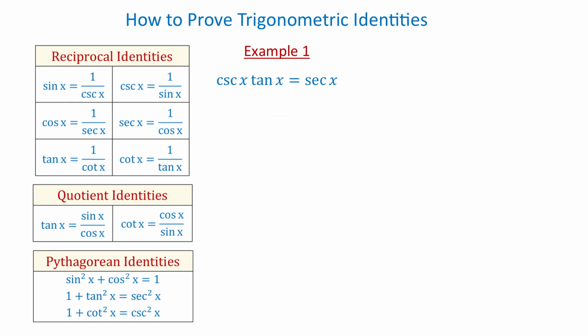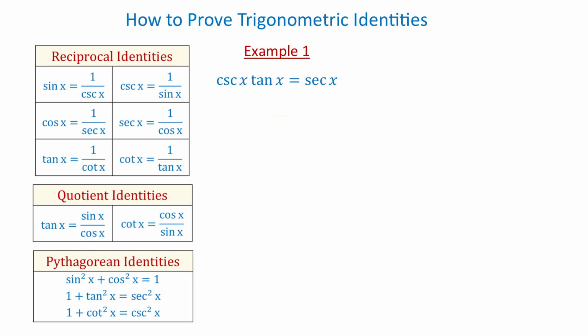Usually we start with the side that looks more complicated and we simplify it so that it looks identical to the other side. In some cases, we may want to simplify both sides simultaneously. Now, let's start with the first example. Cosecant of x times tangent of x equals secant of x. In this identity, the left side looks more complicated, so we will start by simplifying this side.